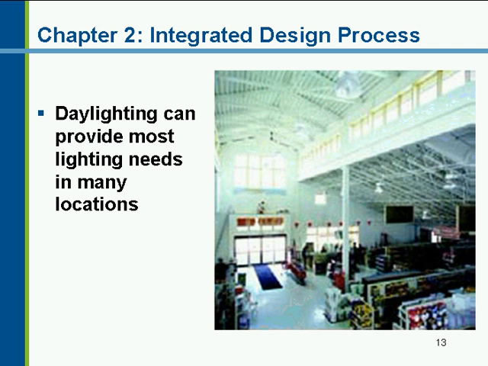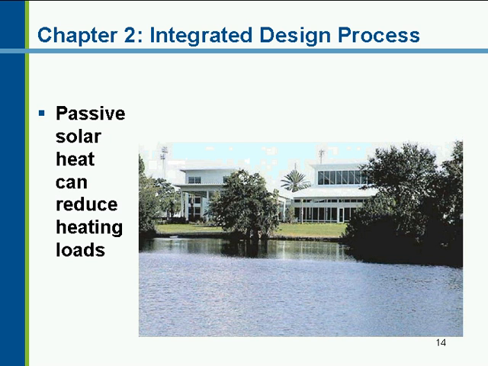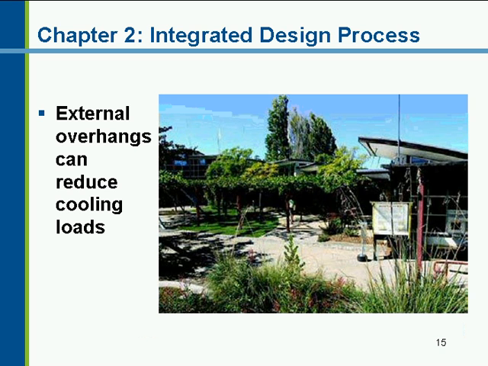Obviously, another opportunity is to use passive solar heating to reduce the heating loads. Here's an example of an office building. Obviously, you've got the windows that are facing towards the south here, and so you're getting good passive solar gain. Third site opportunity is working with overhangs to reduce the cooling loads. And this is an example of a retail learning center in California where they use the overhangs to provide some shading.